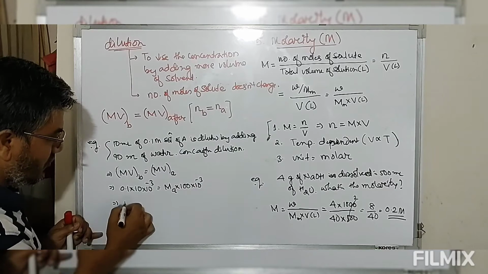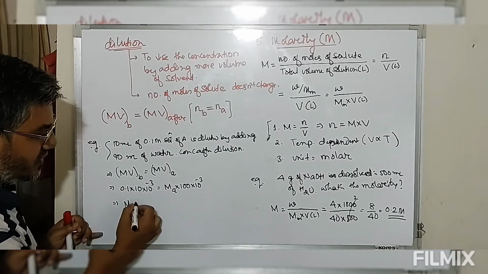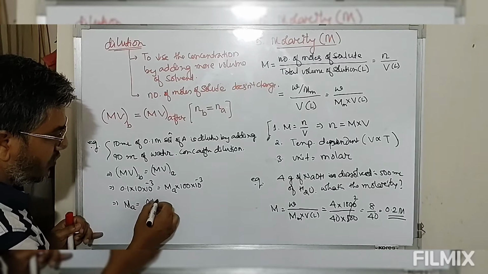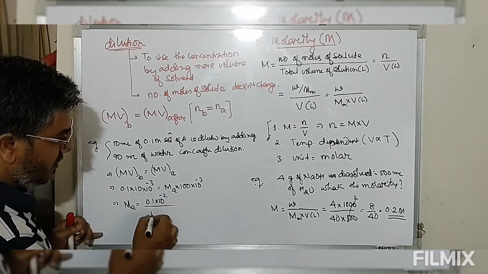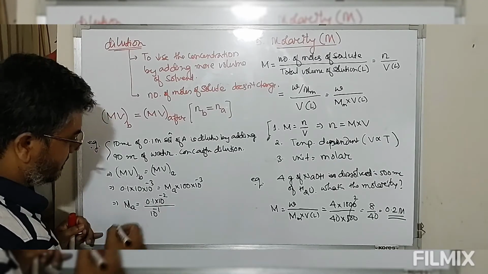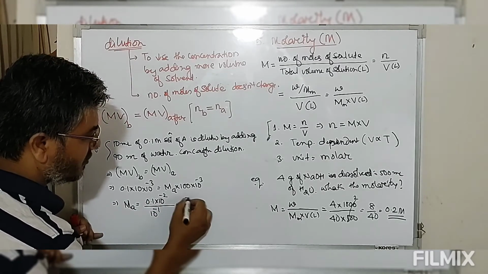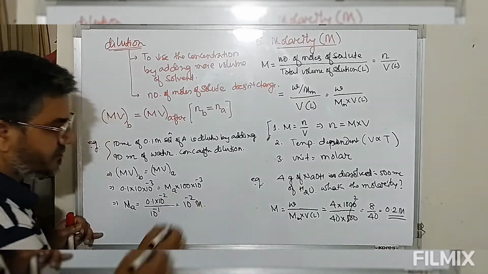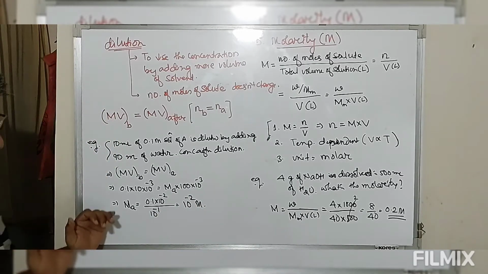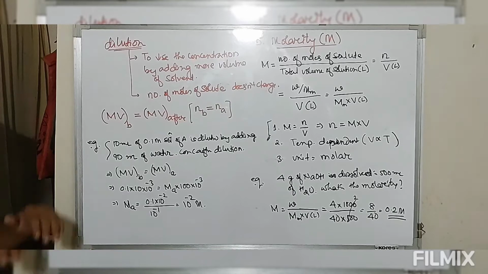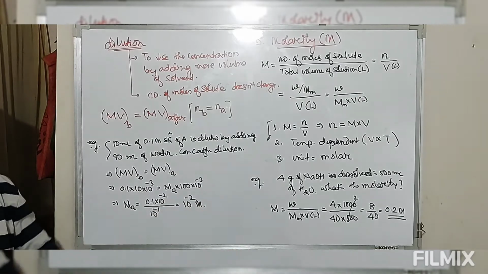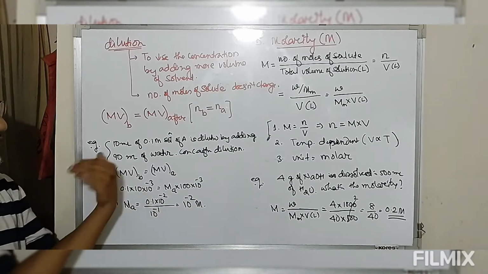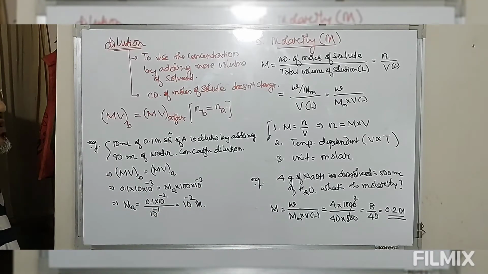Therefore, the molarity of solution after dilution will be equal to 0.1 into 10 to the power minus 2 divided by 10 to the power minus 1. This comes out to be 10 to the power minus 2. So the concentration after dilution is 10 to the power minus 2. Initially it was 0.1 molar, and after dilution it comes out to be 0.01 molar. This is how we use the relation of molarity for the dilution process.